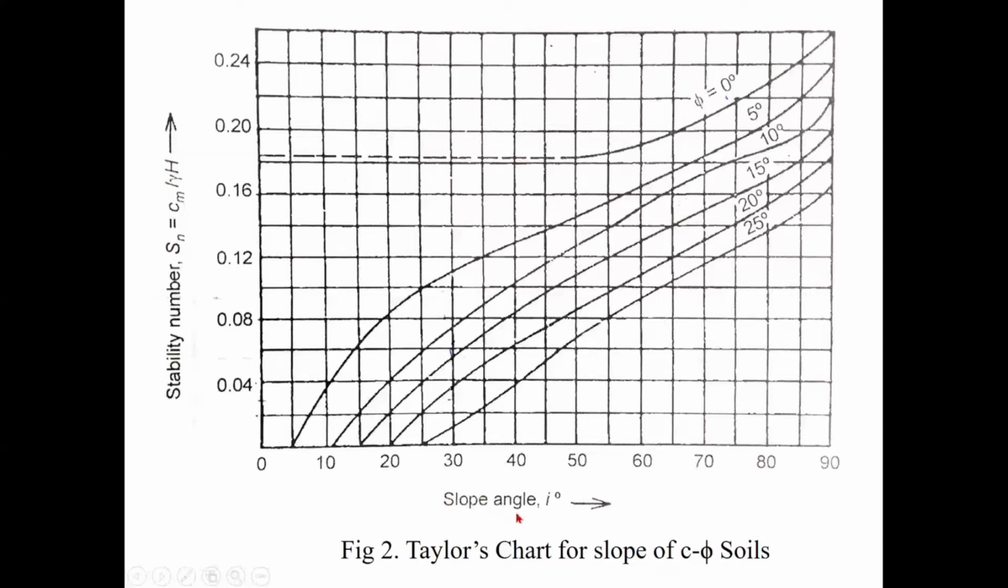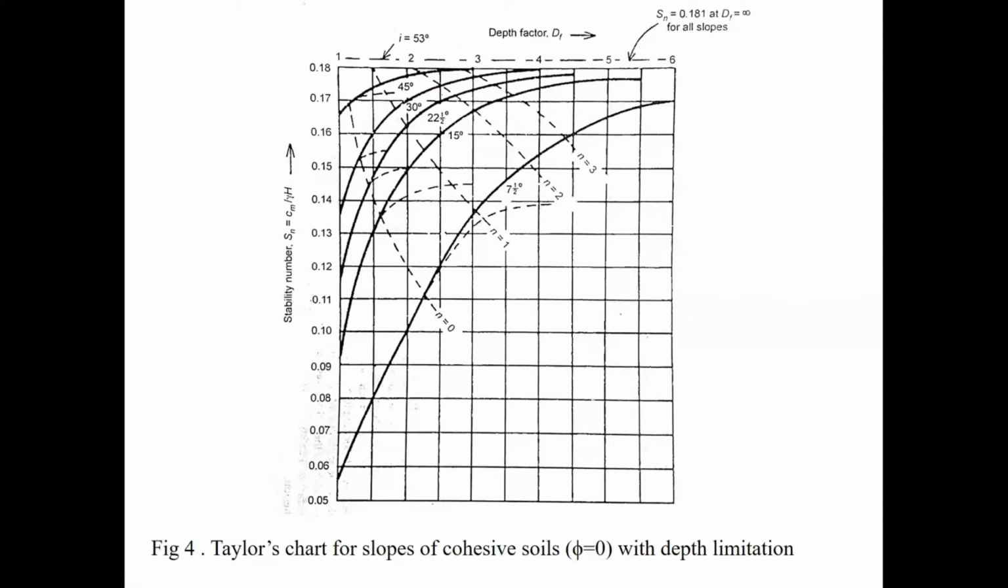All right, so this is a chart for C-phi soils, so that represents the stability numbers for C-phi soils. These lines represent phi of the soil. And this Sn is a function of C of the soil. And this is my slope angle. I'll tell you where we are going to use this. So this is a chart for C-phi soil, and this is a chart for C soil where phi is equal to 0.